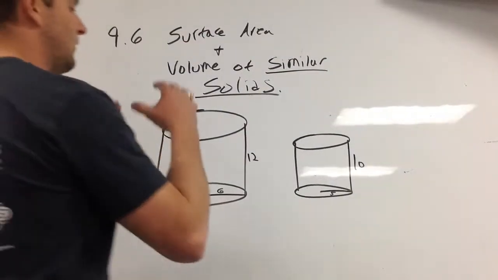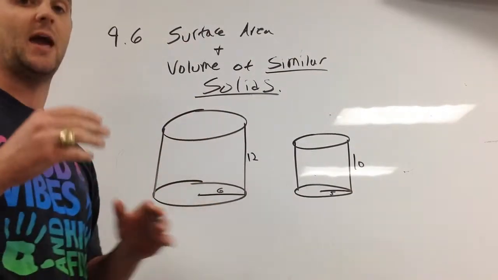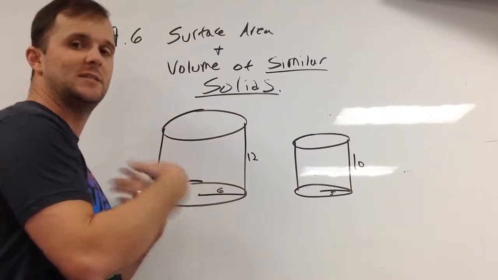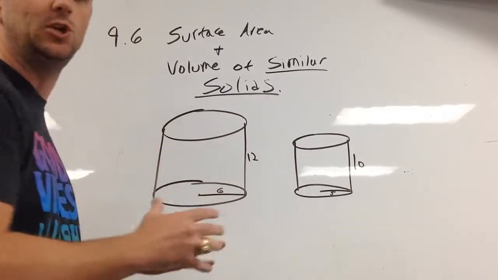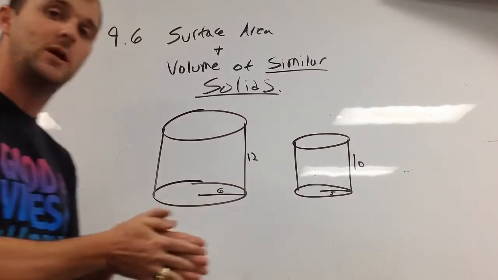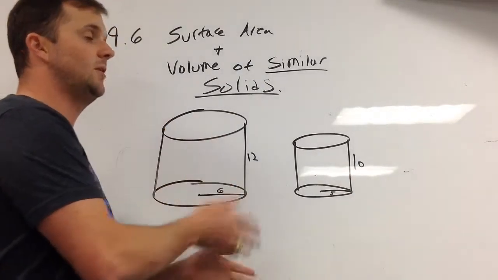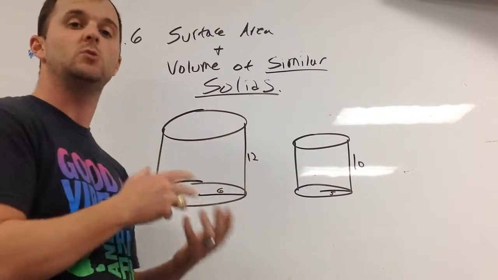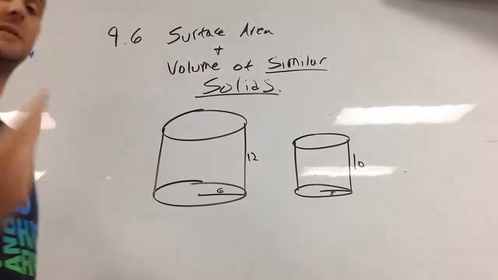Alright guys, so now for the last example, we are going to take what I just talked about in the previous examples, and we're going to put it into use. Basically we're going to find my similarity ratio, turn that similarity ratio into a volume ratio, and use that volume ratio to find one of the missing volumes.